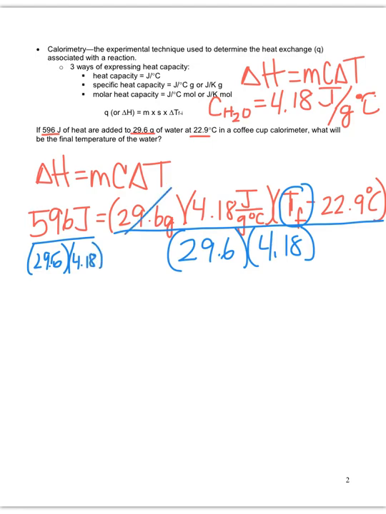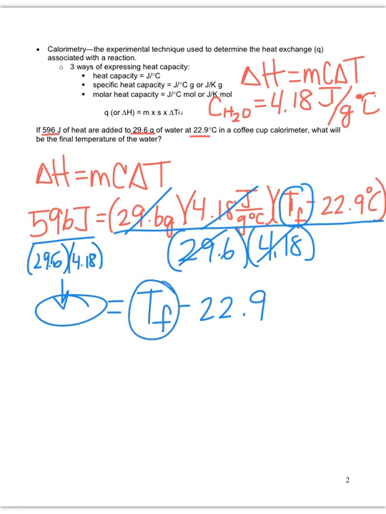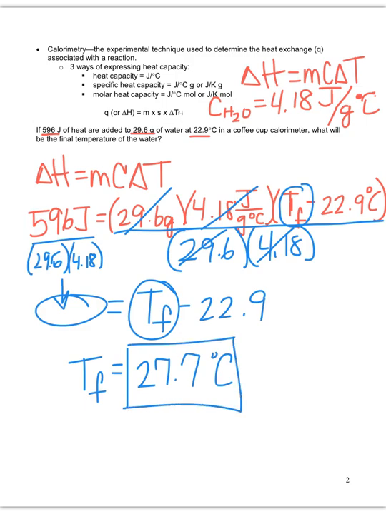Okay, so then of course those will cancel out there. Then you'll need to divide those value numbers out, and whatever that equals will equal TF minus 22.9. So whatever value you get, put that there and solve for TF. In the end, if you do it correctly, so you should check your math, your final temperature should turn out to be 27.7 degrees Celsius. You should do the math on your own to make sure that you are able to get the correct answer.